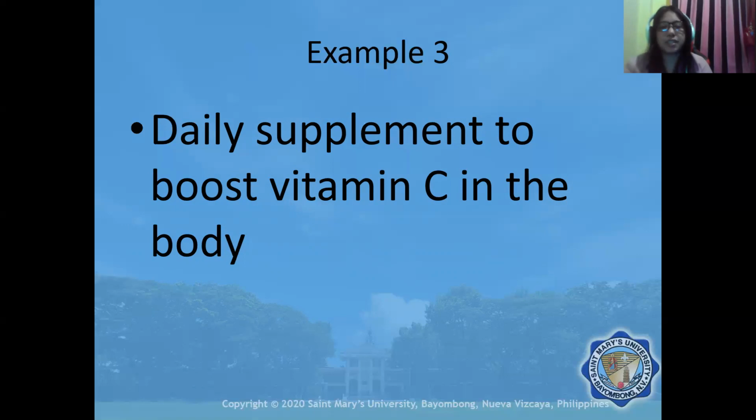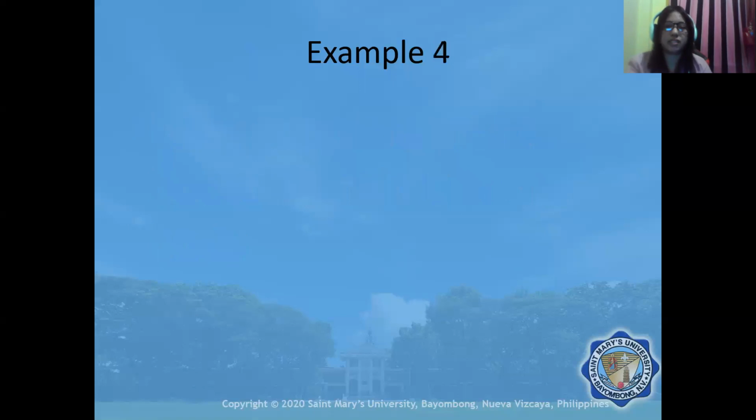Or it can also be stated that the amount of vitamin C in the body using brand A is not significant to the amount of vitamin C using brand B. So it is a statistical null hypothesis.